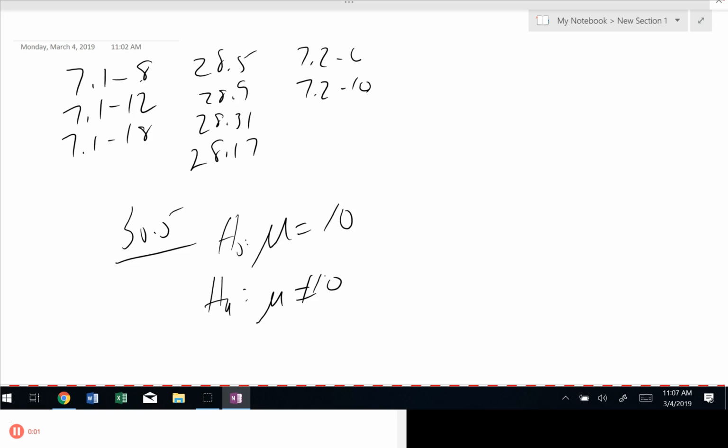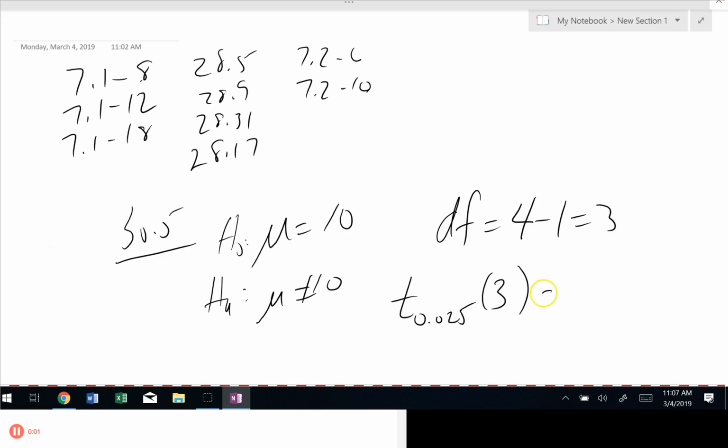3, good. And the degrees of freedom are 3. So we want t sub 0.025 of 3. If I look that up in the table, what value do you see? 3.182. Good. So right away, we've eliminated 3 of the choices.